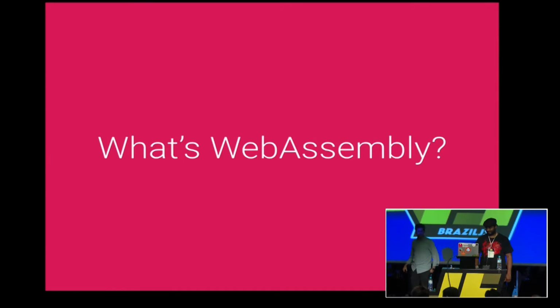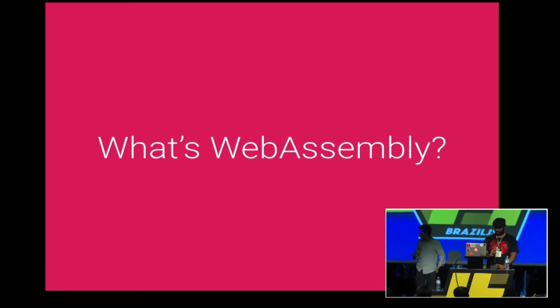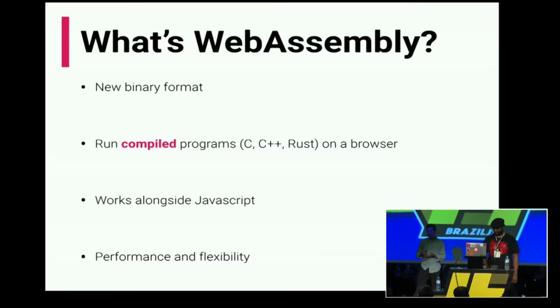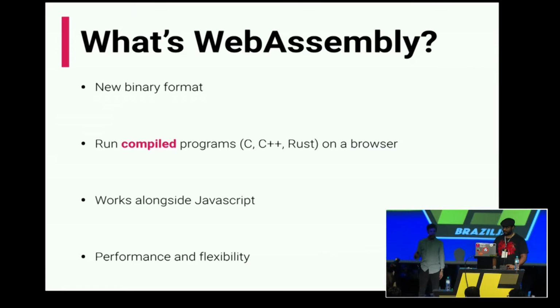Nice. We can start. Today we will talk about JavaScript and WebAssembly. But what is WebAssembly? A simpler definition could be the following. WebAssembly is a new binary format to run compiled versions of programs written in C, C++, and Rust with near-native performance on a browser. The cool aspect about WebAssembly is that it's not an alternative to JavaScript. It's made to work alongside it and to provide developers the performance of compiled languages and the flexibility of JavaScript.